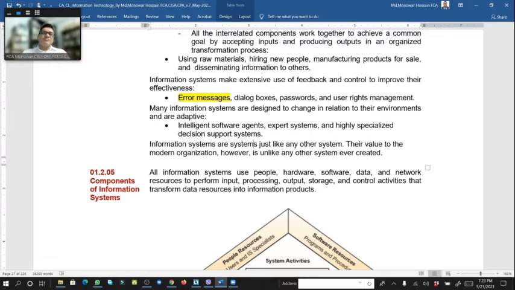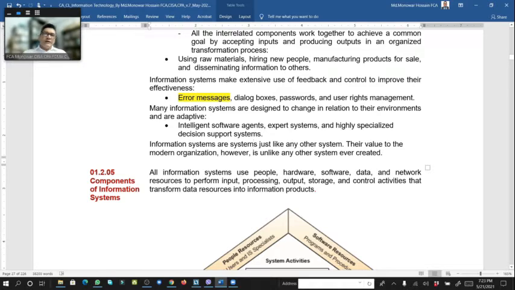Many information systems are designed to change in relation to the environment, and that is adaptivity. Intelligent software is an expert system and a highly specialized decision support system. An information system is just like any other system, but its value to the modern organization is unlike any other system ever created.